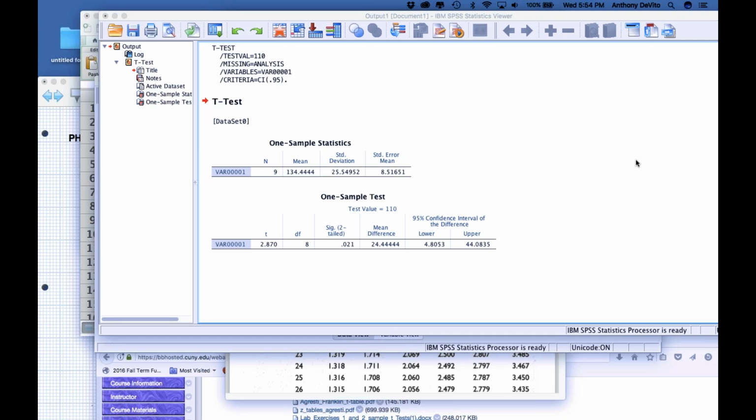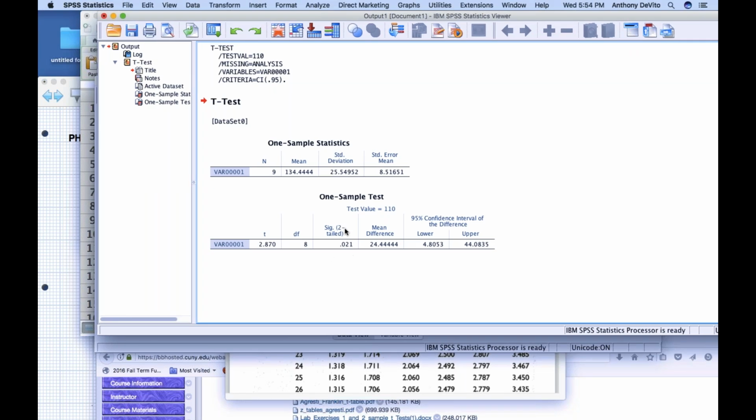Okay, any questions so far? Yeah, go ahead. So you said when you said the two-tailed, that p-value of 0.021. Yep.